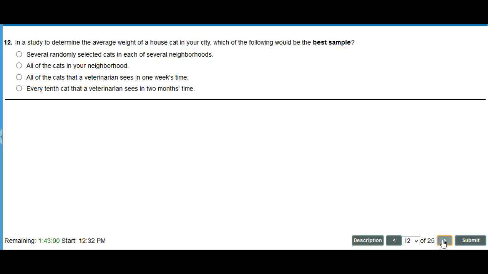Question 12. In a study to determine the average weight of a house cat in your city, which of the following would be the best sample? Several randomly selected cats in each of several neighborhoods, all of the cats in your neighborhood, all of the cats that a veterinarian sees in 1 week's time, every 10th cat that a veterinarian sees in 2 months' time.